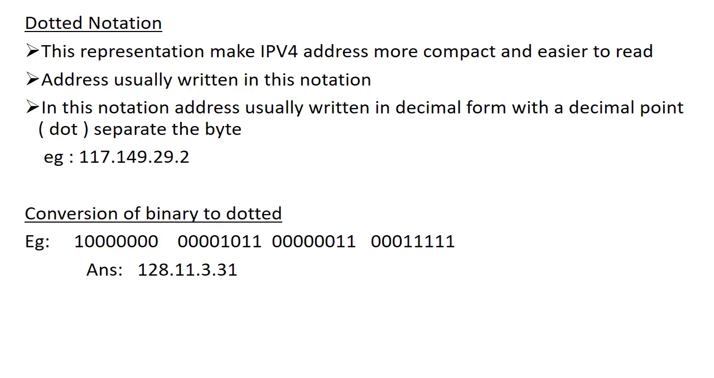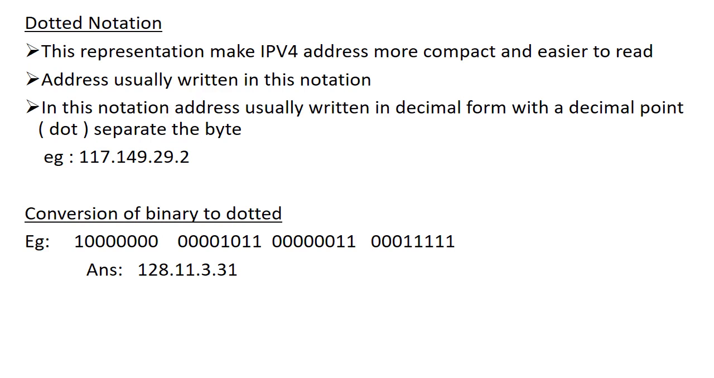So the second method we use to represent an IPv4 address is known as dotted notation. The dotted notation is much more compact and easier to note. Usually we represent the IP address with the help of dotted notation. In that, instead of binary, we write in decimal form with a decimal point. With a decimal point, in the sense that in order to separate each byte we use a dot symbol.